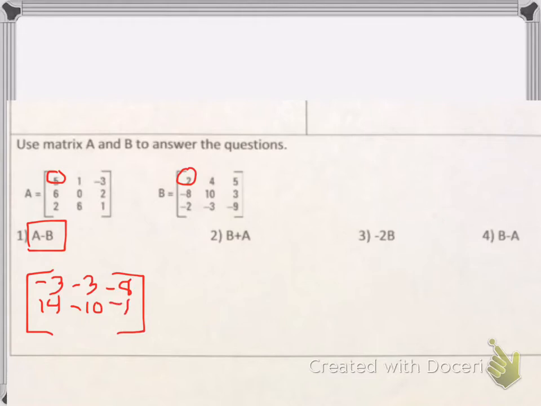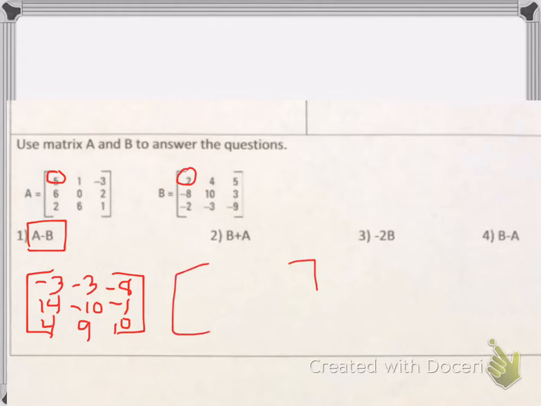Then I have one more row to go. 2 minus a negative 2 would be 4. 6 minus a negative 3 would be 9. And 1 minus a negative 9 would be 10. So subtracting them, I got that.